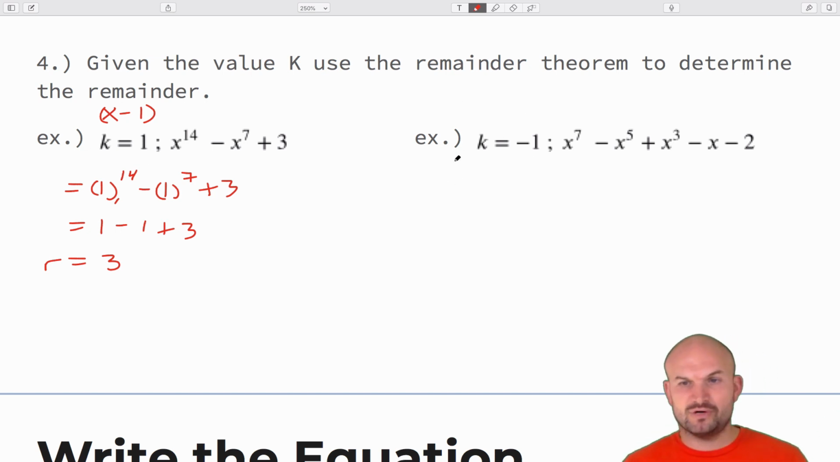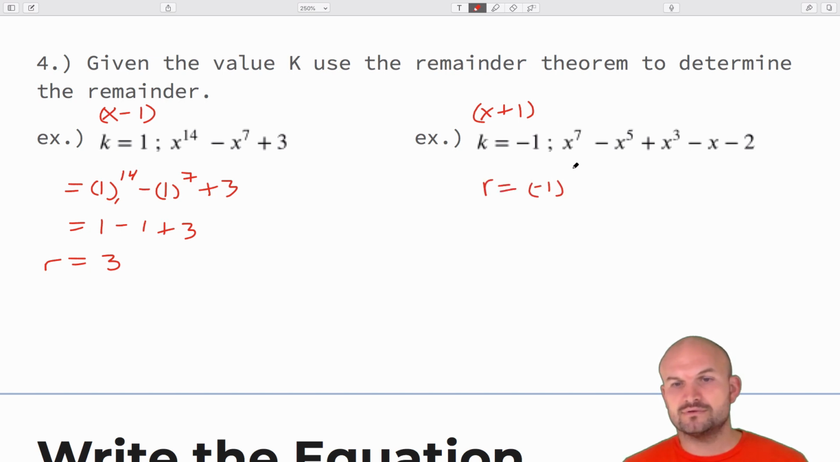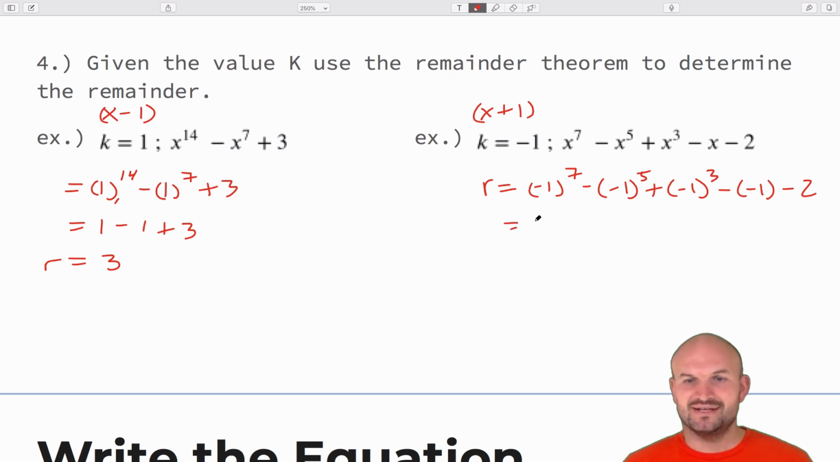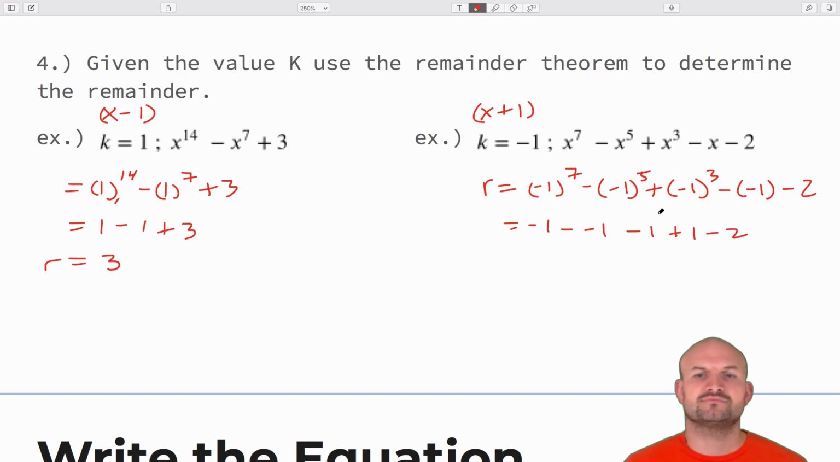In this case, we have a negative 1. So again, we're just going to apply the same kind of idea. That would be a factor of x plus 1 if we were going to test if something was a factor. So therefore, r is equal to negative 1 to the 7th minus negative 1 to the 5th plus negative 1 cubed minus negative 1 minus 2. So a lot of negatives here. So we have a negative 1 minus, negative 1, sorry, minus negative 1. So it's plus a negative. And then that would turn into a plus 1 minus 2.